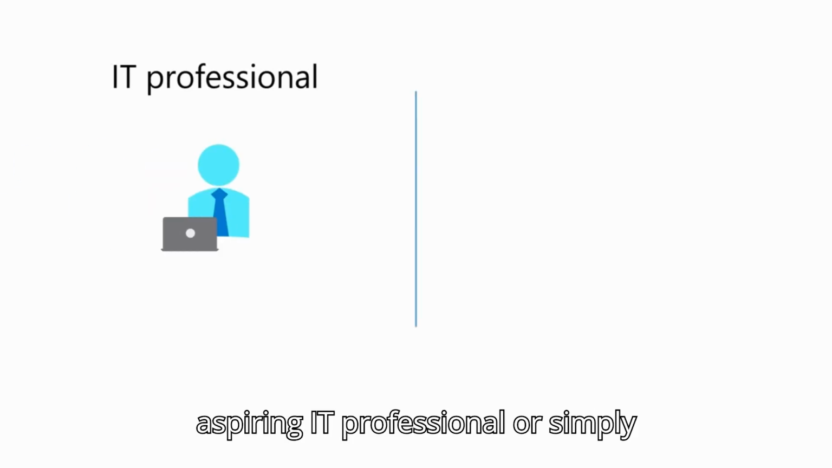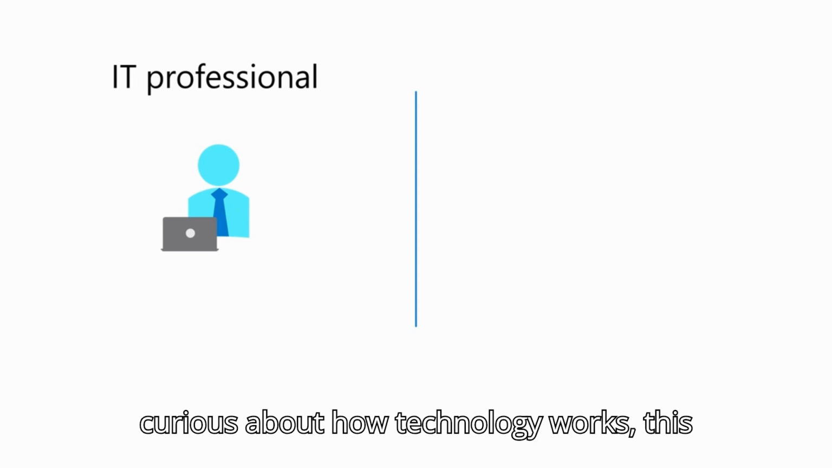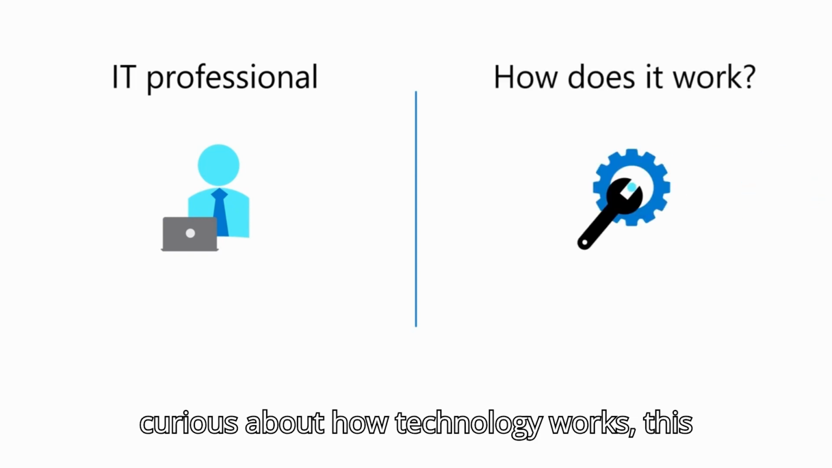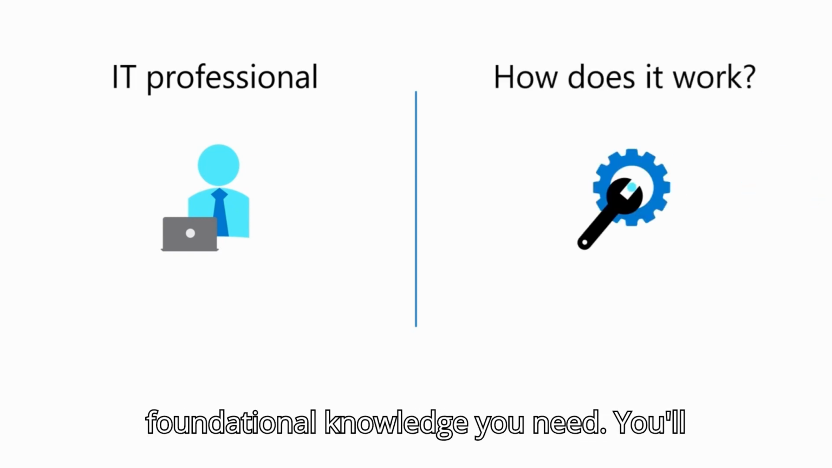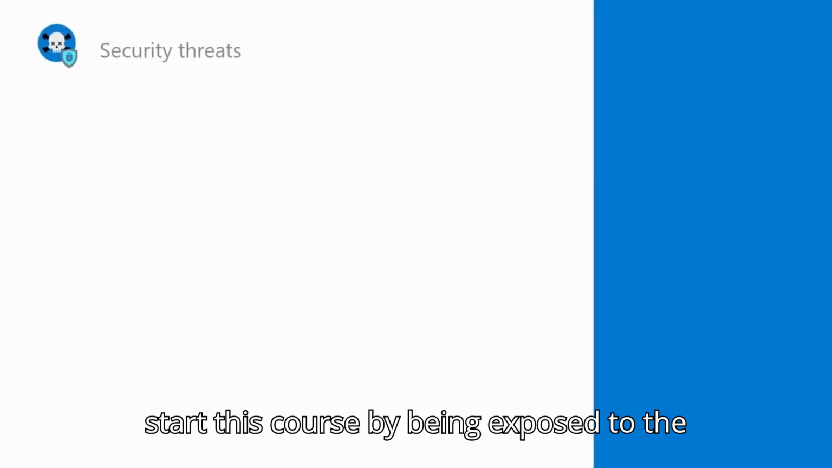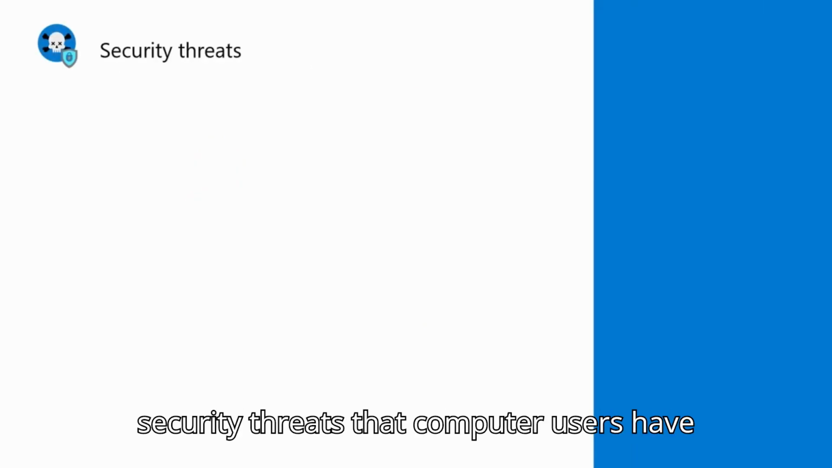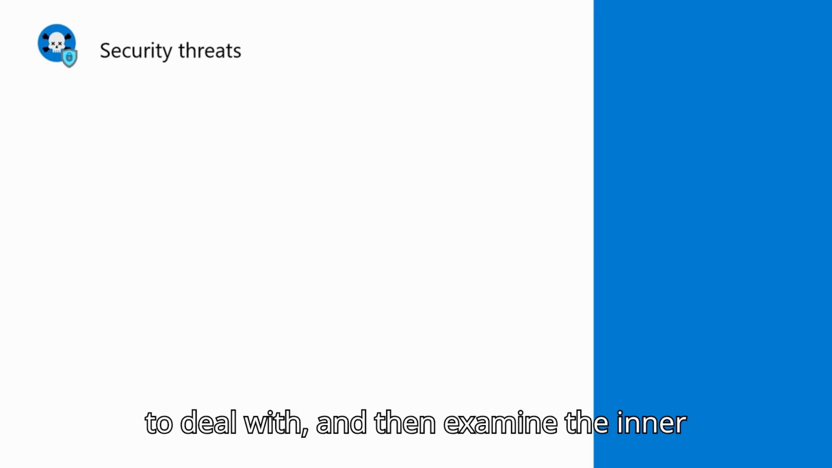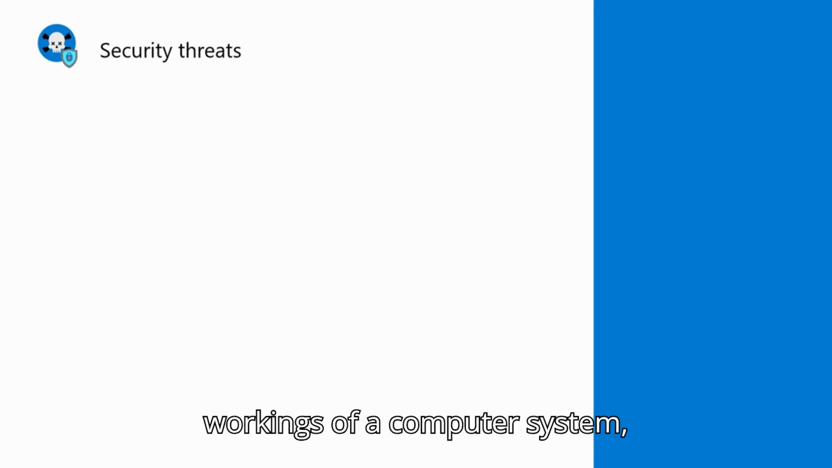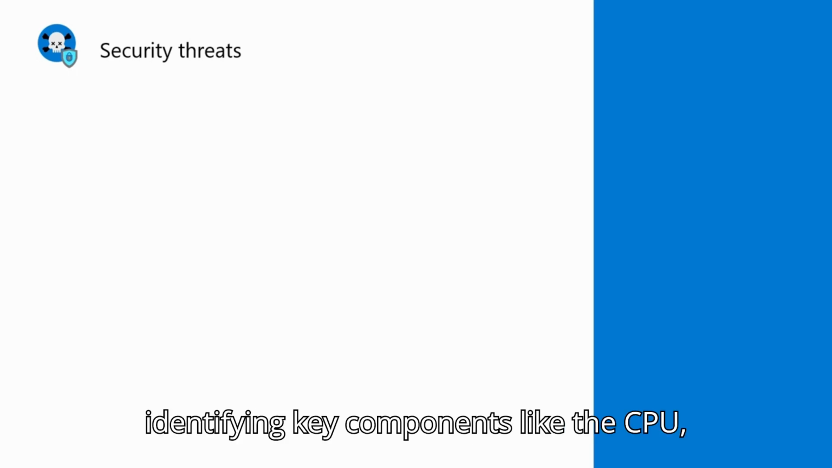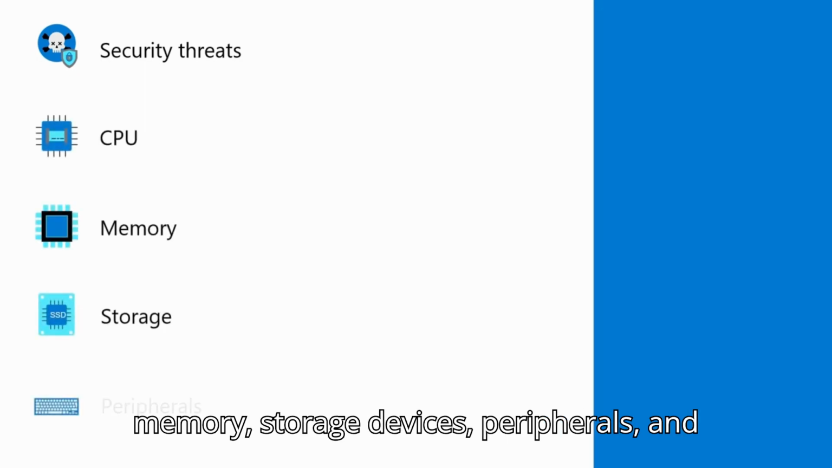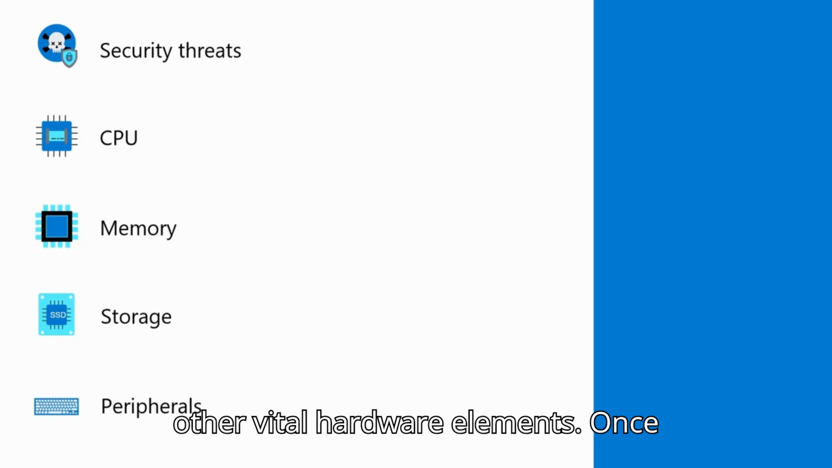Whether you're an aspiring IT professional or simply curious about how technology works, this course will provide you with the foundational knowledge you need. You'll start this course by being exposed to the security threats that computer users have to deal with, and then examine the inner workings of a computer system, identifying key components like the CPU, memory, storage devices, peripherals, and other vital hardware elements.